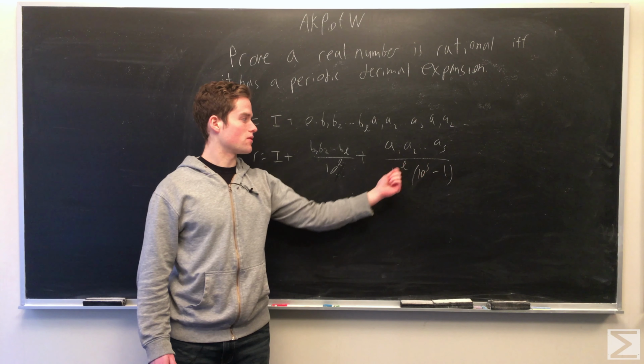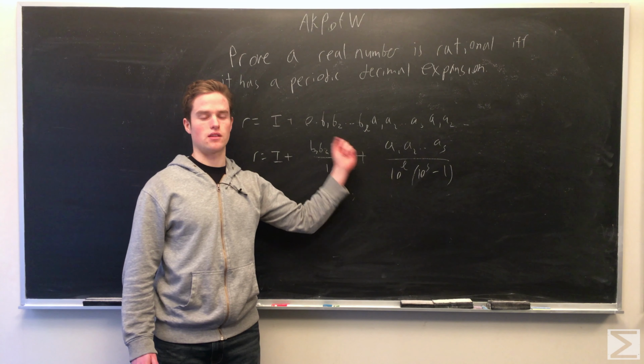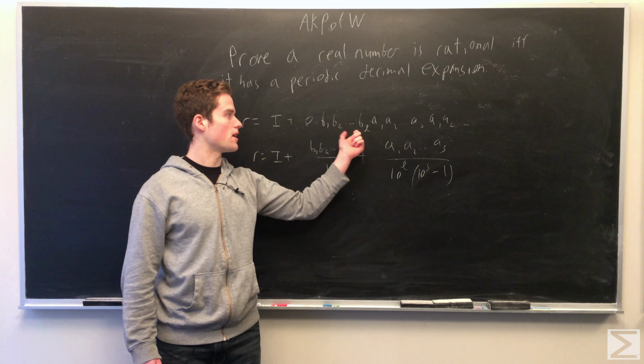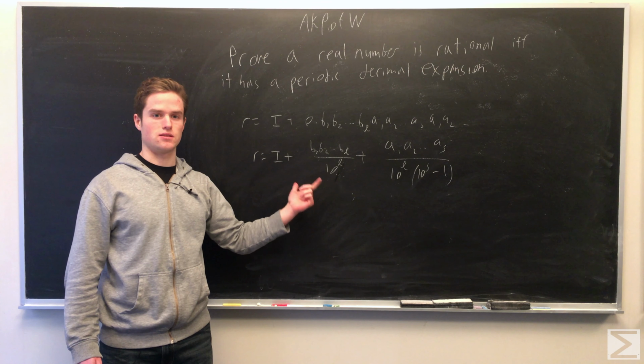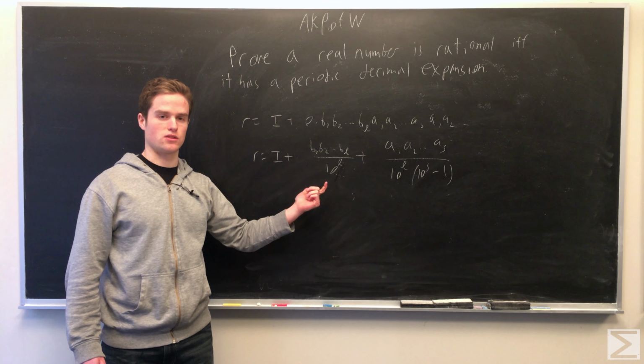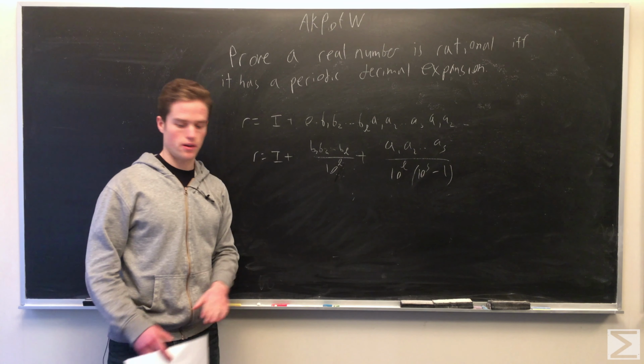And so that repeating part divided by 10 to the L, the 10 to the L takes it out to the right L units past the non-repeating part. And so our real number we see is a sum of 3 rational parts, and so it's rational. Now the other way.